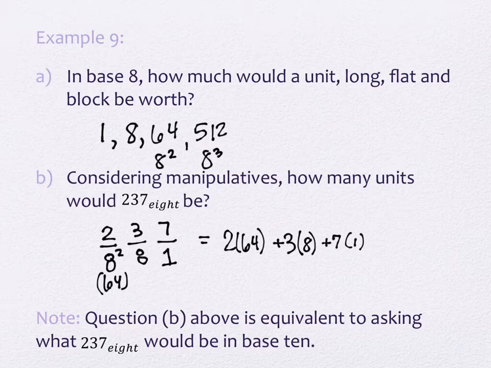And what would 237 be in base 8? 128, 24, and 7, I mean. What's the sum? 159. It's 159. So there's 159 individual units, or kind of like the smallest denominator Legos, if I've built it with Legos.